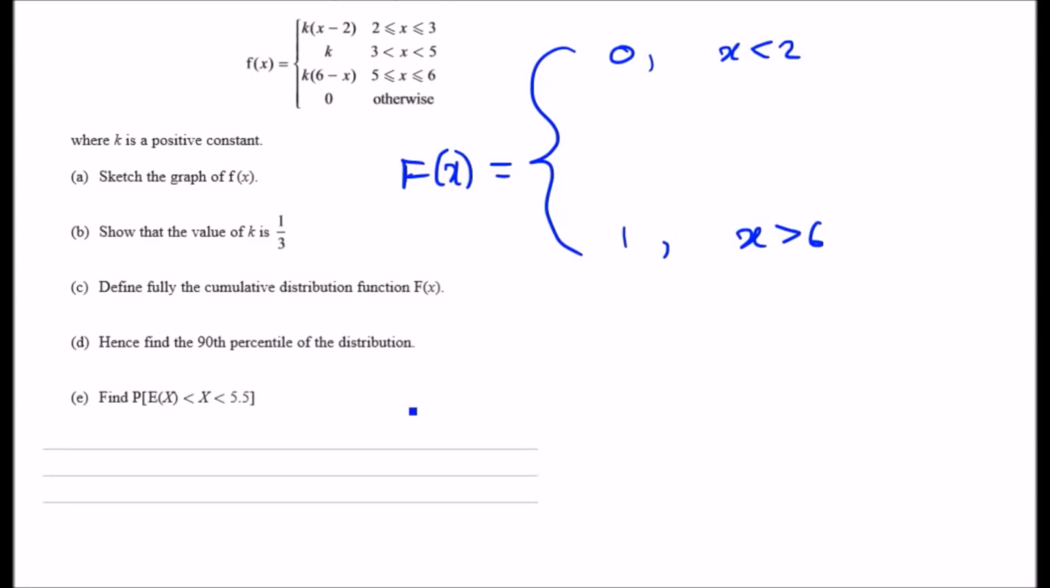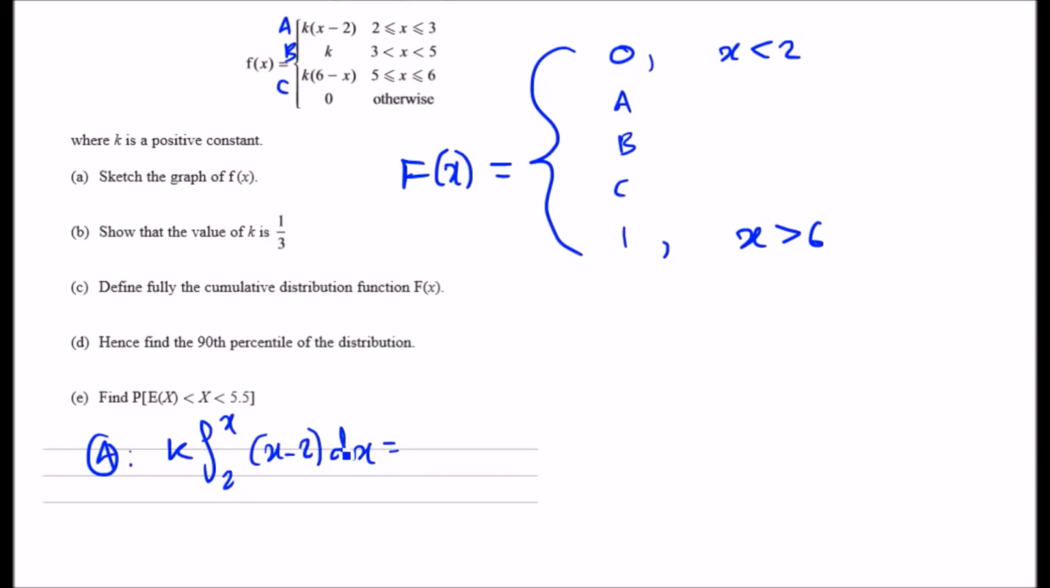So let's see. I'm going to call this one a, yeah? This will be the first one. So we're going to do a, b, and c, and I'm going to put a, b, c here respectively too, yeah? So for a, let's just integrate that. We're going to integrate k from 2 to x of x minus 2 dx.